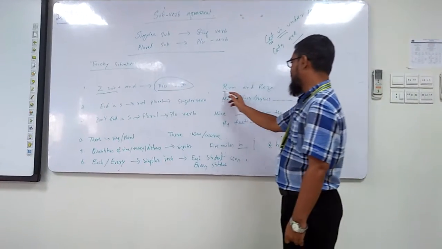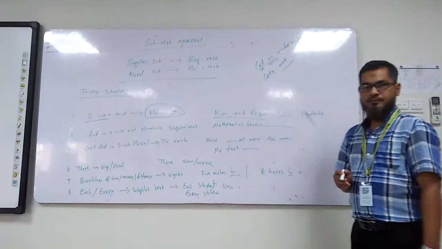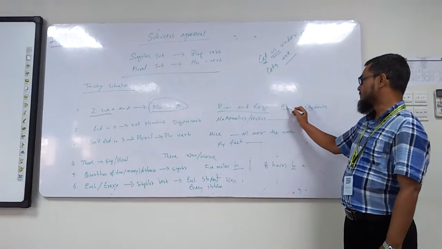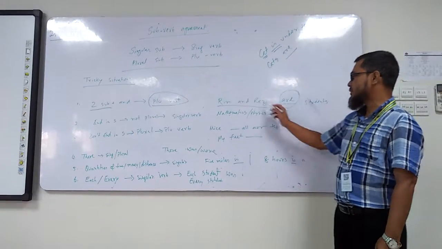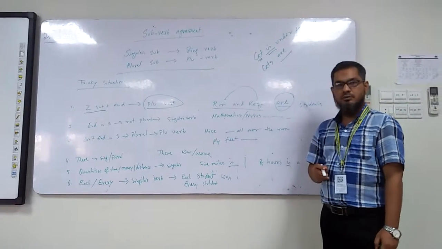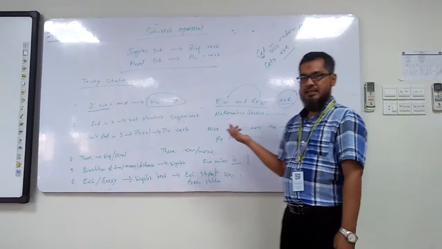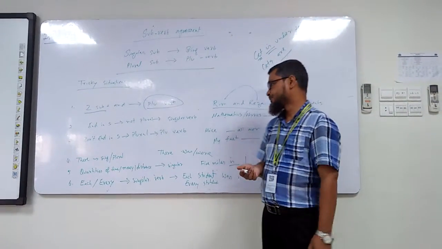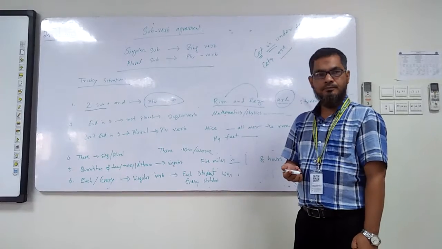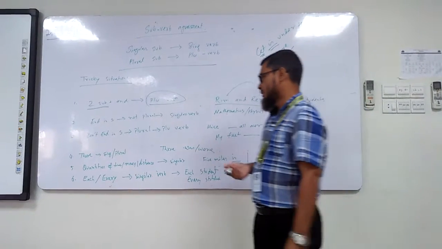For example, I wrote here, see, Reem and Reja are students. Why "are"? Because it is plural. Two subjects and they have an "and", so two of them. Question? No, sir. Okay.